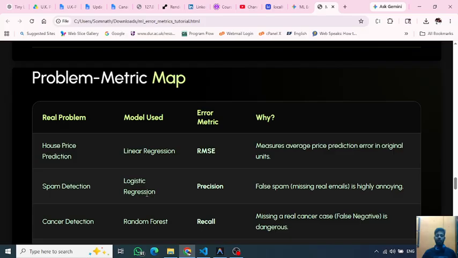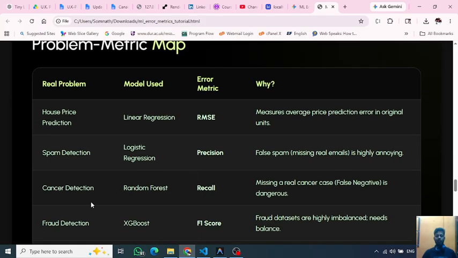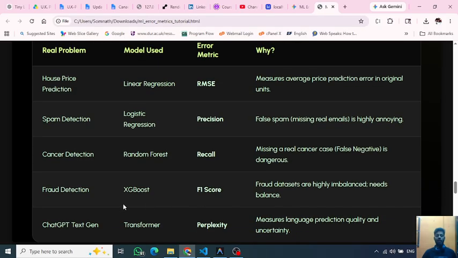Spam detection: logistic regression, metric precision. Why? A false spam flag is highly annoying. Cancer detection: random forest, error metric recall. Missing a real cancer case is dangerous. Fraud detection: XGBoost, use F1 score. Fraud datasets are highly imbalanced, so we need balance.